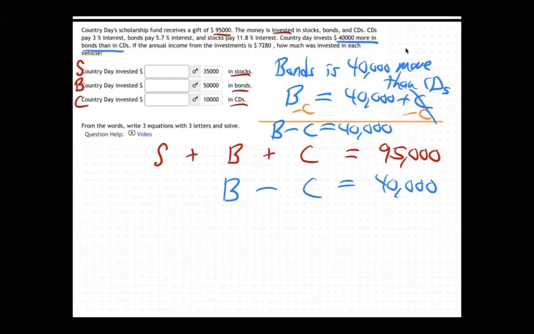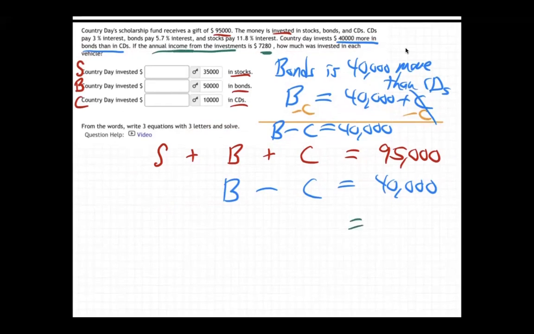Now the third equation is the interest, or I could have done it second. It doesn't really matter. It says the annual income is 7,280. So the income, 7,280. Doesn't matter what order you do these in. It says that, oh, they kind of did them bad. They're being tricky here. Careful.